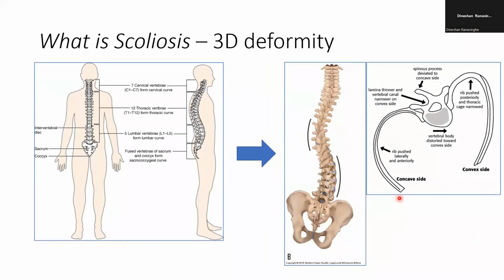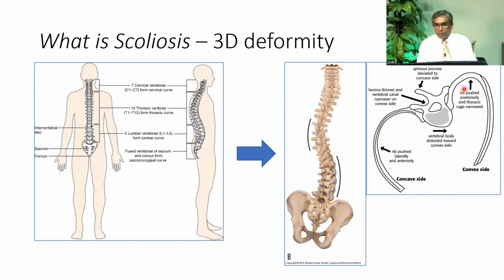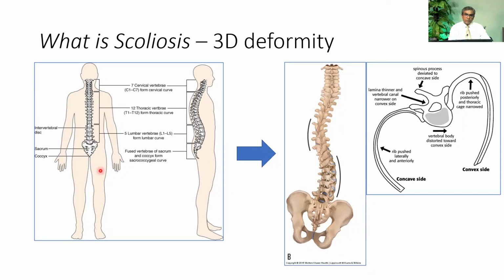Now, when it comes to scoliosis, it's not a two-dimensional deformity. It's basically a three-dimensional deformity. Apart from the lateral angulation, there is also rotation. If you take a normal spine in your anterior, posterior, and lateral aspects, in the anterior posterior aspect it will be straight, and in the lateral aspect you will observe the normal curvatures of the spine. But when it comes to scoliosis, in the anterior posterior view, there is angulation along the curves, plus there is rotation of vertebrae.